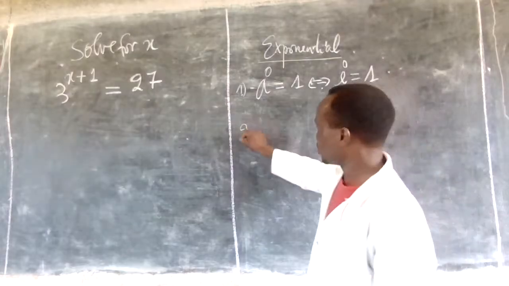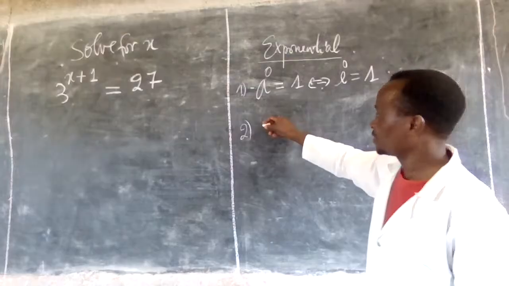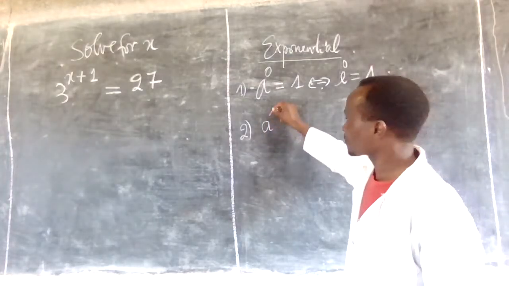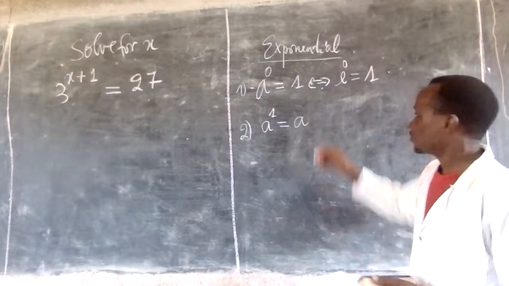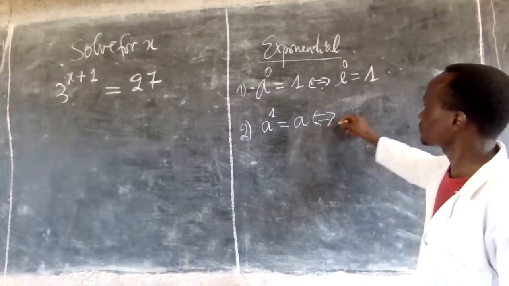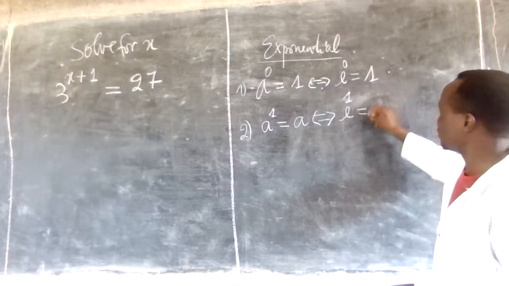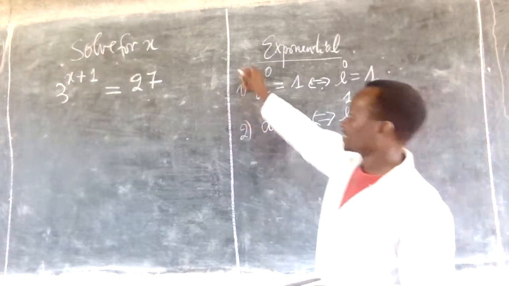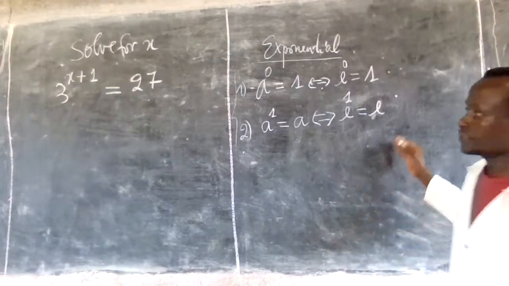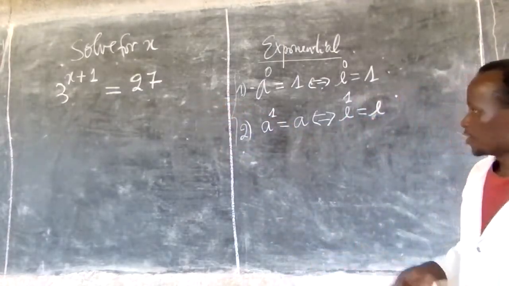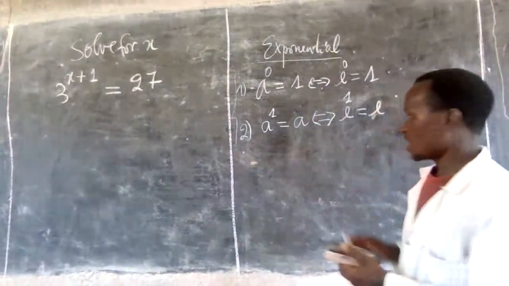Now the second property of exponential equations is when we have, for example, a power 1 is equal to a. Also, e power 1 is equal to e. So these are the two properties that we should focus on while we are solving this kind of exponential equation. So please think about this equation. We are going to do it after.